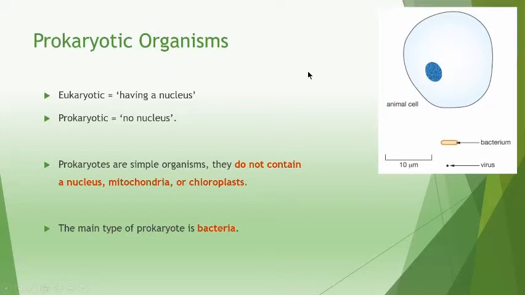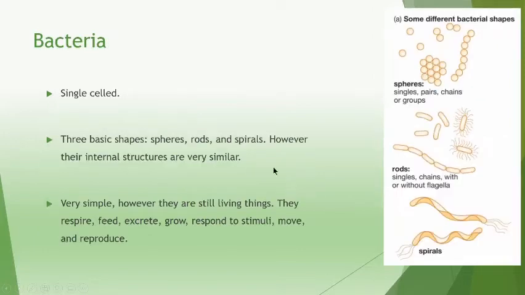Alright, so prokaryotic organisms. First of all, eukaryotic means having a nucleus, which we covered in my previous video. Prokaryotic, though, means having no nucleus. And prokaryotes are very simple organisms. They do not contain a nucleus, nor mitochondria or chloroplasts. The main type of prokaryote is a bacteria, which, as you can see here, is extremely small compared to an animal cell. Alright, so bacteria, they are always single-celled.